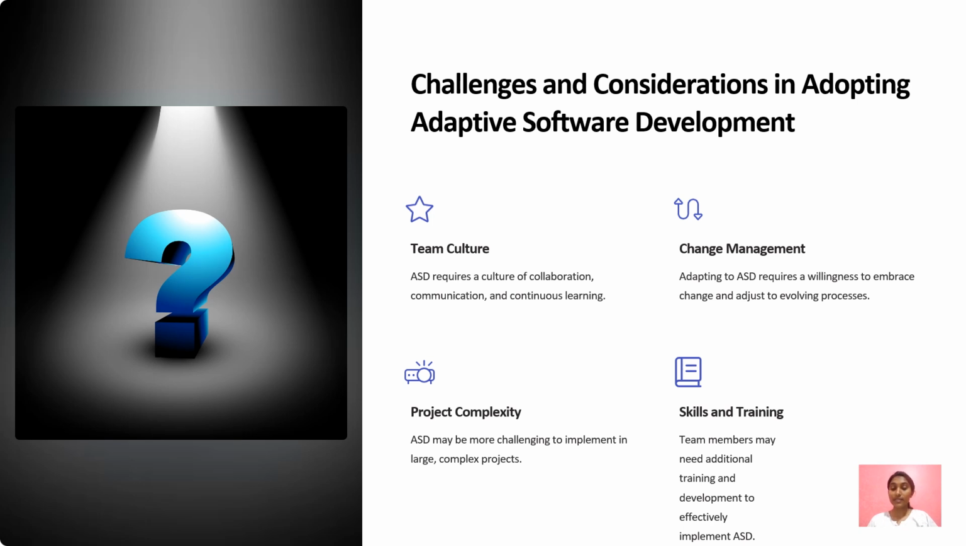And then next comes skills and training. Team members may need additional training and development to effectively implement ASD. So the team members who are working should have some skills and training as well to develop and implement ASD in the various projects that are emerging in the future. So these are all the challenges and the points that we have to consider before adopting adaptive software development.